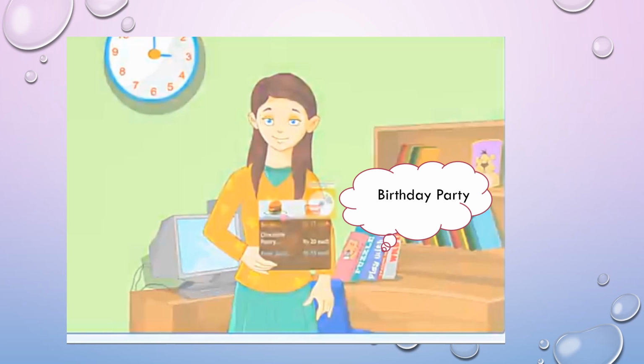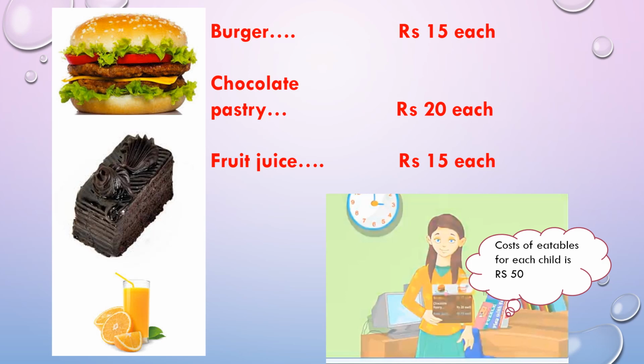Okay, students, I will give you one example. Anna is planning a birthday party. She wants to buy a burger of rupees 15 each, chocolate pastry for rupees 20 each, and fruit juice for rupees 15 each. So, cost of burger is rupees 15, cost of chocolate pastry is rupees 20, and the fruit juice is rupees 50. So the total cost is rupees how much?